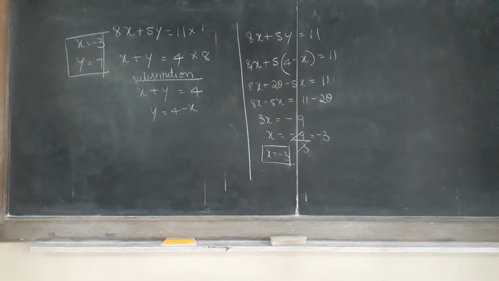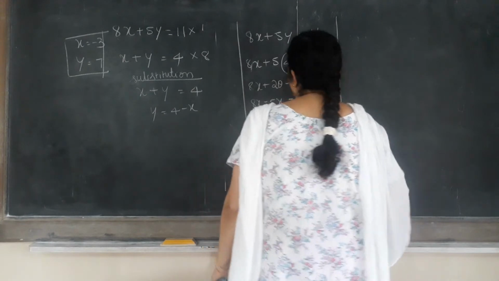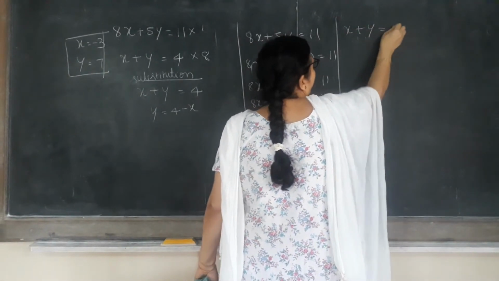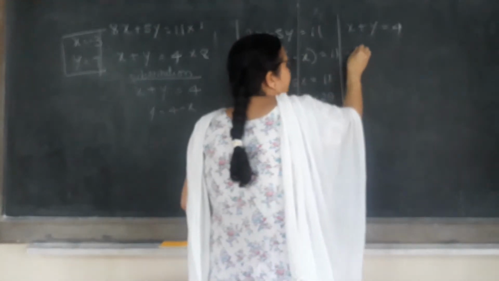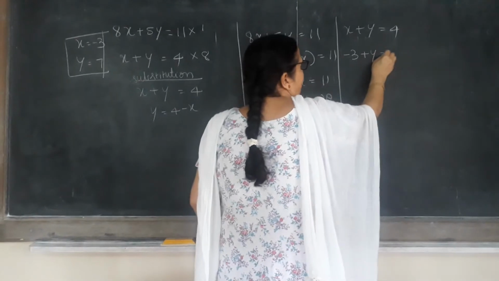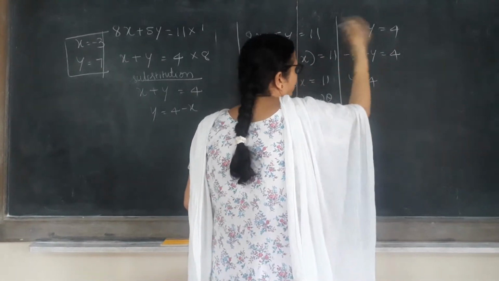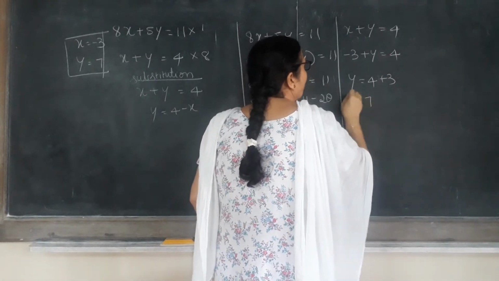Then we will verify for y. To verify, we can find the value of y. To find y, you can take any one of the equations. x + y = 4. x is minus 3, plus y is 4. y is equal to 4, shift that minus 3, plus 3. y is equal to 7.